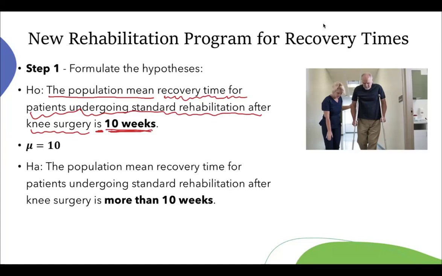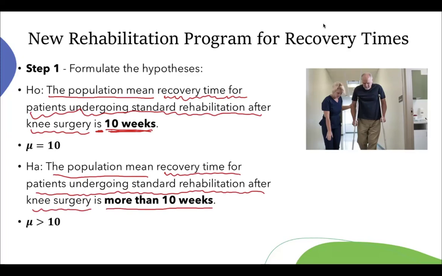HA, again, we start in the same way, the population mean, followed by the variable that's being tested, the recovery time for patients undergoing standard rehabilitation after knee surgery. And then we're going to say is more than 10 weeks, the counterclaim, mu greater than 10. So we've got our two null and alternative hypotheses, which are going to stay like this throughout the test.